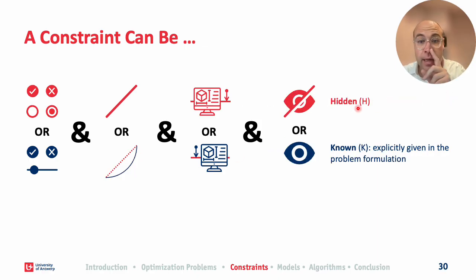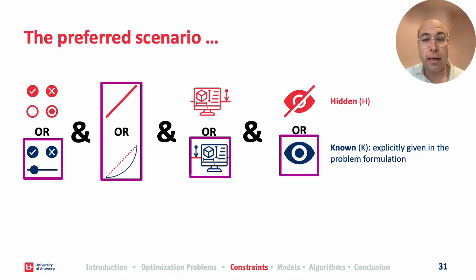And last but not least, is the constraint hidden or known? Some constraints are only revealed by running a simulation. Well, we as machine designers, we as users of optimization algorithms, for us it's best that we know the constraints, that we use our expert knowledge to see beforehand if these constraints will be violated or not. So the preferred scenario is that we have a quantifiable constraint. If it's relaxable or unrelaxable doesn't really matter. That we know the constraint violation a priori before the simulation, and that the constraint is known, that it's not a hidden, unknown constraint.